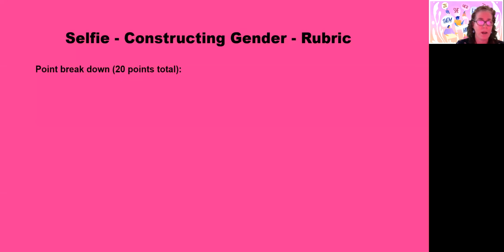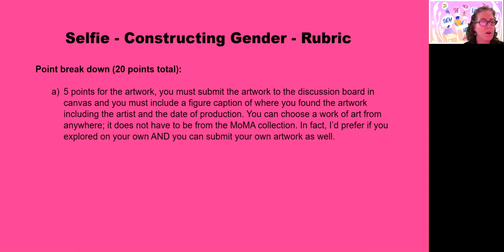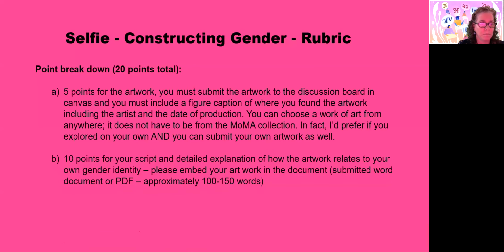All right, here's the point breakdown. Here's how you make your points, 20 points total. 5 points for your artwork. Once you find that artwork, you are going to need to identify the artist, the date of production, and where that artwork can actually be found. You are going to post that in the discussion section that you'll see on Canvas.